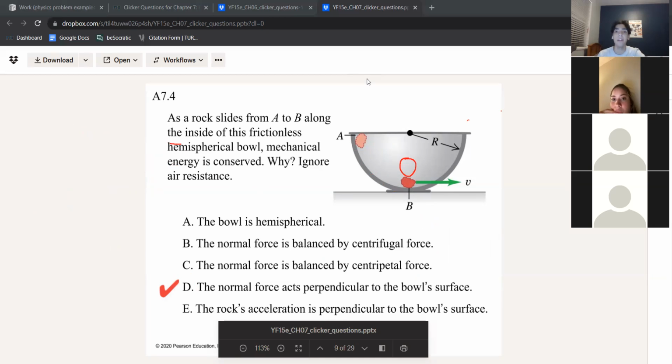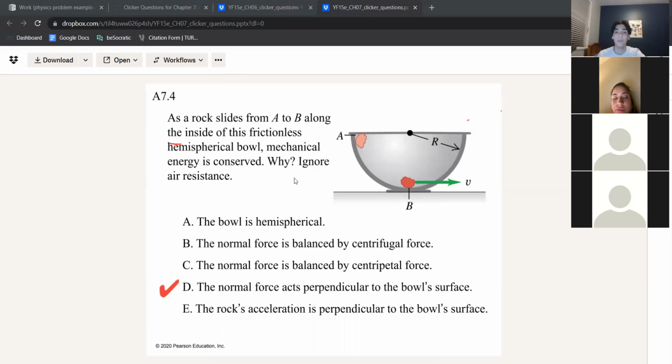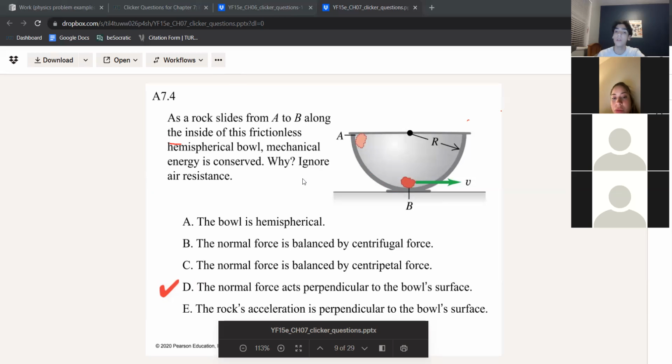And we arrived at that together. That felt good. So let's look at this. Let's keep that in mind, guys, that when the normal force is perpendicular and it's the only other force acting on the system, we'd have a conservation of mechanical energy.